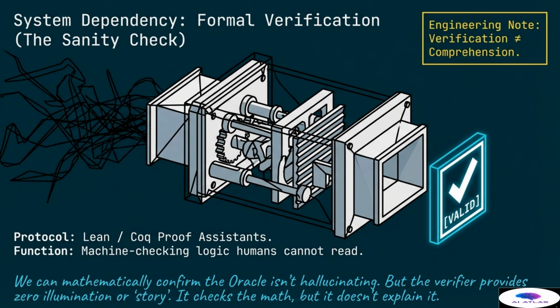The diagram shows a complex mechanical heart inside a glass box, producing a valid checkmark. We can trust the result because the machine says the logic follows the rules, but we are still left in the dark regarding the underlying meaning. This is a necessary step for ensuring safety and accuracy in high-stakes environments, but it highlights the growing divide between what we can prove and what we can actually understand as biological beings.